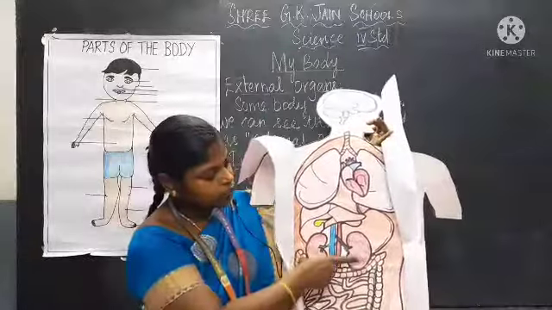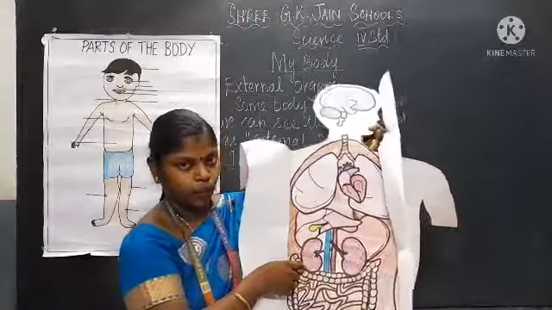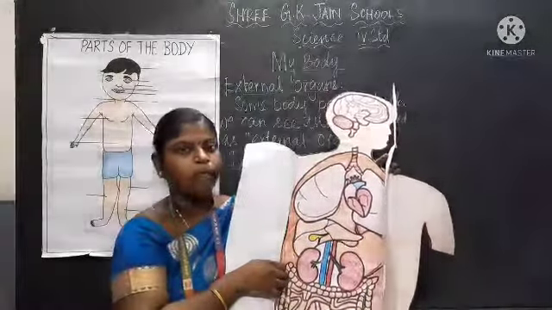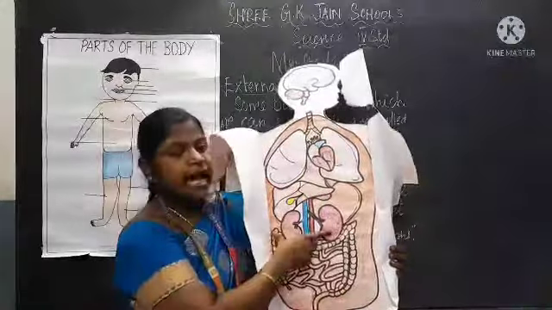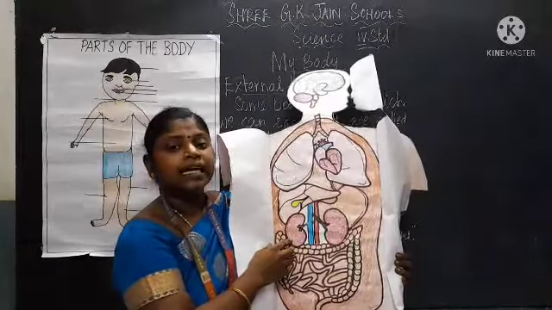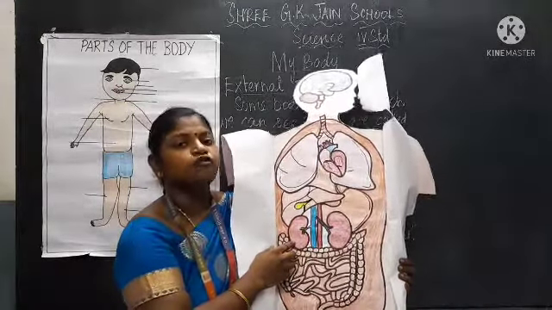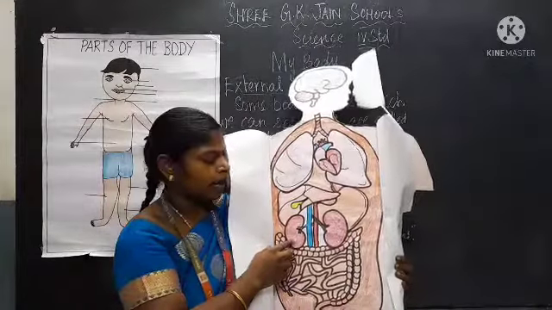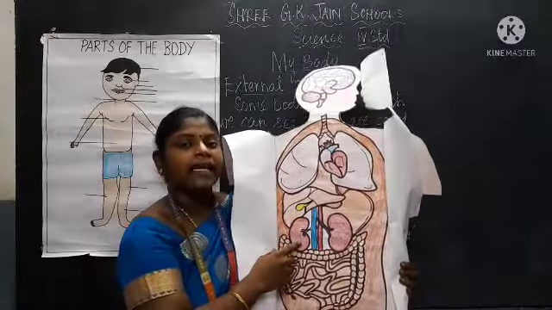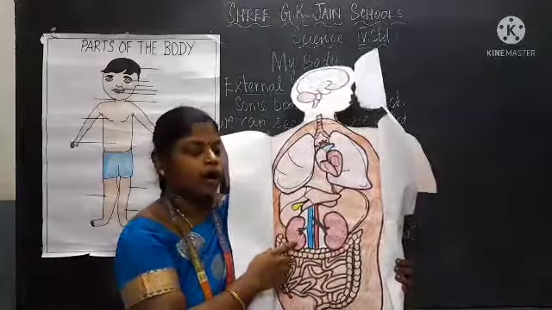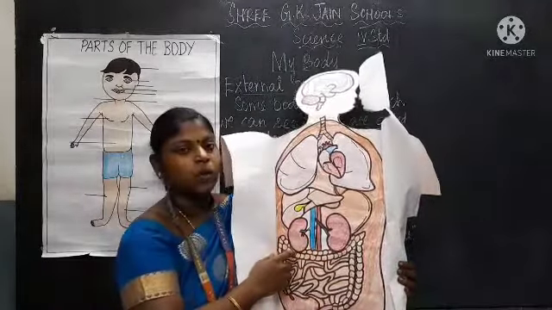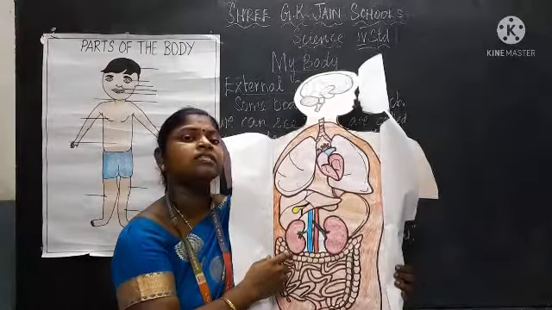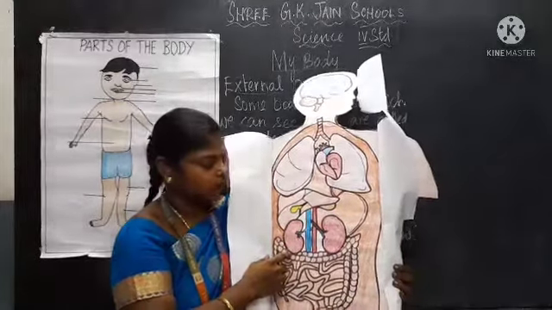Next, these two organs are very important. Whatever we are taking, the waste material should be removed from our body. So these are kidneys. Kidneys are the organs which remove the waste materials from our body. They filter the blood and remove the waste from our body. That is why it is called the excretory system of our body. Excretory means removal of waste from the body.